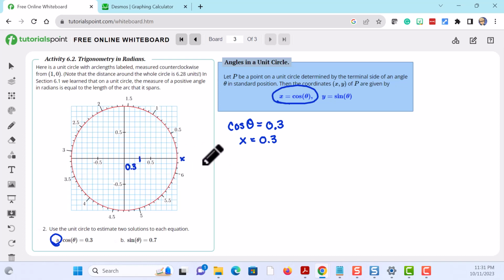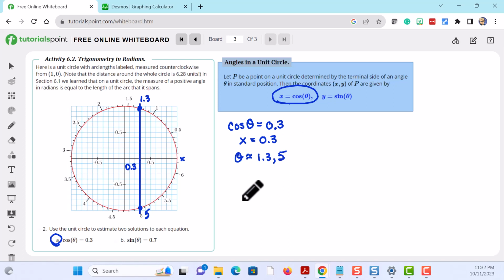So we look along our x-axis and we locate 0.3 and we draw a vertical line. Next, we determine where that vertical line intersects the unit circle. One intersection point occurs between 1 and 1.5, and it looks like it's about 1.3. Continuing around the circle, the other point of intersection occurs at 5. So theta is approximately 1.3 or 5. These are the two solutions to our equation.